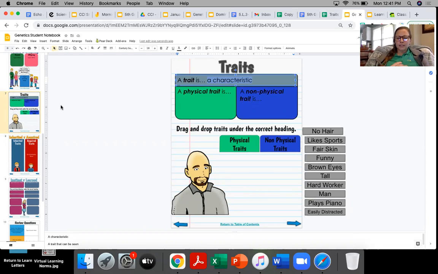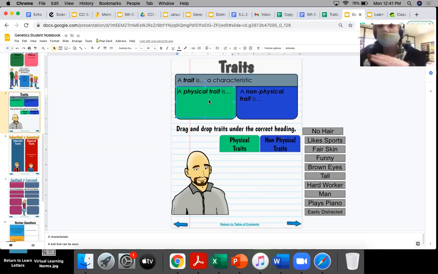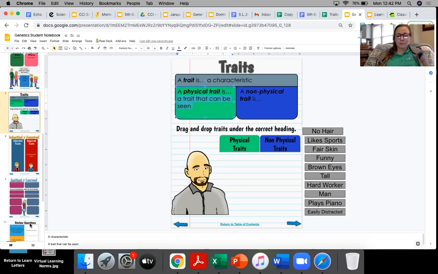Okay, and do I have any volunteers for who would like to explain what a physical trait is? A physical trait. Ella, what is a physical trait? A physical trait is something you can see, like you can see your hair, you can see the color of your eyes. You can see if you have a mustache. You can see what color your eyebrows are and that kind of thing. Yes, absolutely correct. A physical trait is something that can be seen.